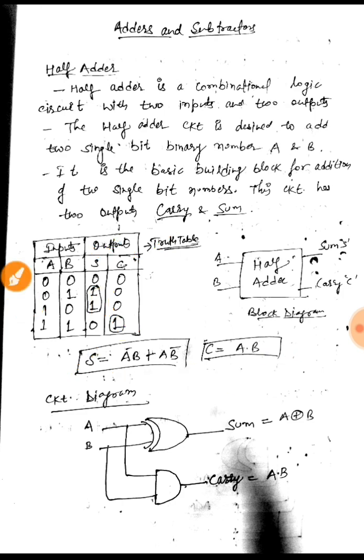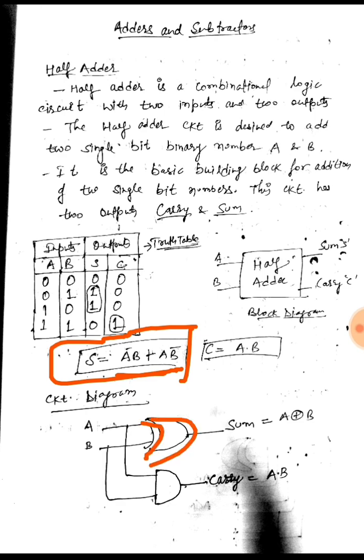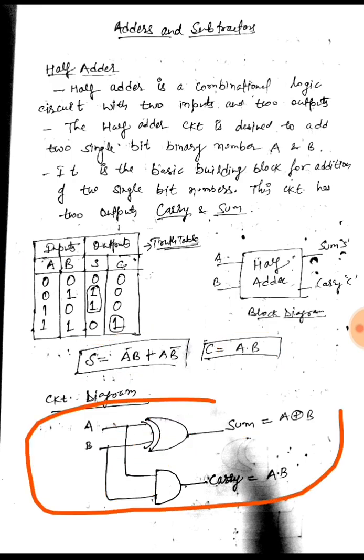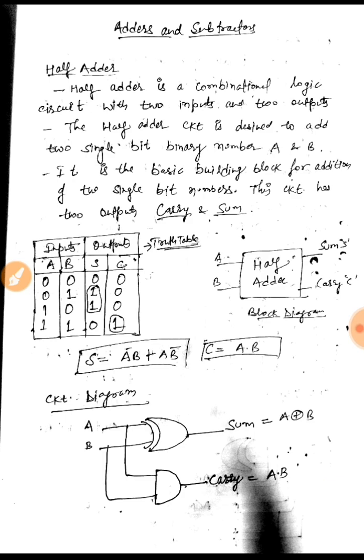So I can implement it using gates. You all know that this is the equation of an XOR gate, exclusive OR gate. So this would be my sum function implemented using the XOR gate having inputs A and B and output as A XOR B. Similarly, for carry I need to use an AND gate, which is nothing but the product of A and B. So this would be my carry. So this is my basic half adder circuit.